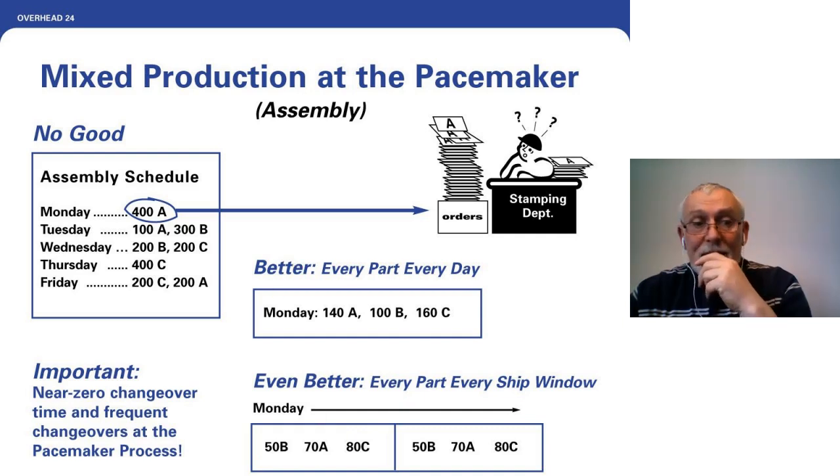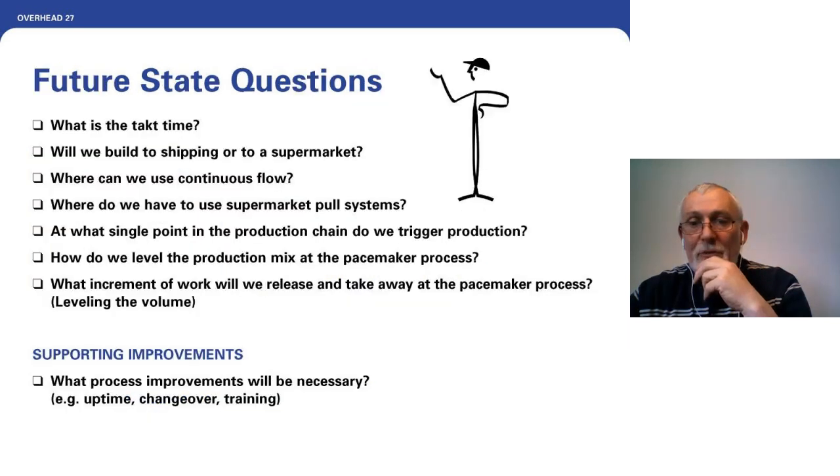And again, before you start constructing the future state, you should give some thought within your own processes to the questions raised by that section that we've just gone through. So some of those questions were, what's the TAKT time? Do we build to shipping or to a supermarket? Where do we use continuous flow? Where do you have a supermarket? How do you level the production mix? So lots of questions to answer and think about.